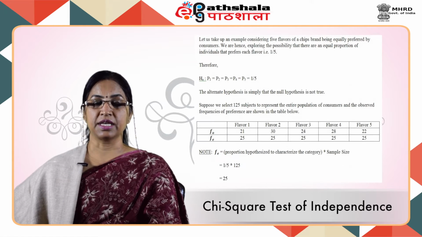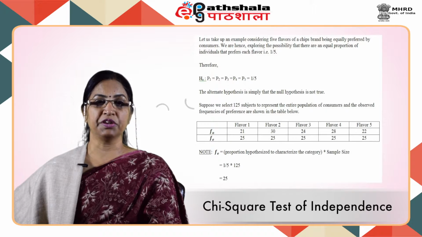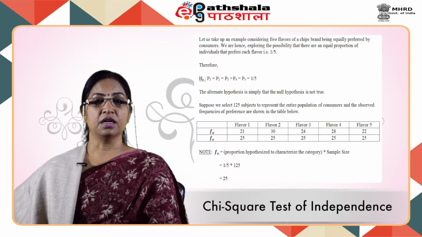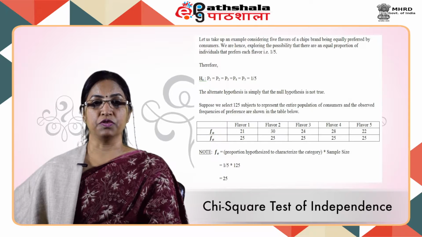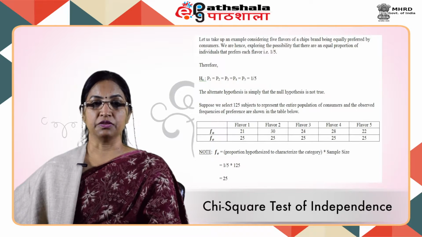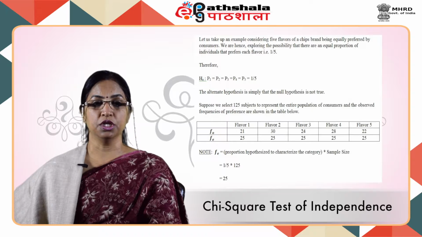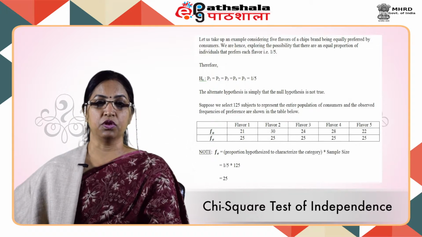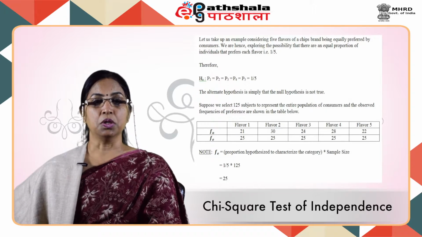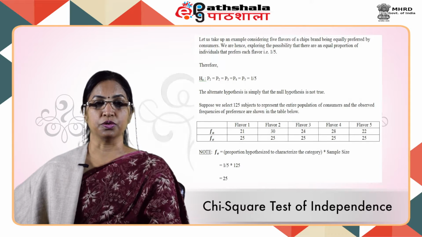Let us take up an example considering 5 flavors of a chips brand being equally preferred by consumers. We are hence exploring the possibility that there is an equal proportion of individuals that prefer each flavor, that is 1/5. Therefore, the null hypothesis is P1 = P2 = P3 = P4 = P5 = 1/5. The alternate hypothesis is simply that the null hypothesis is not true.